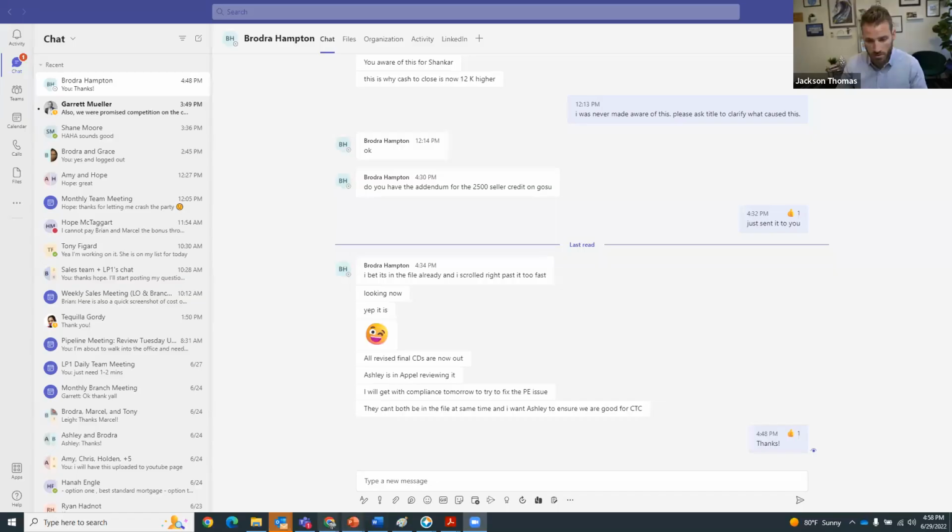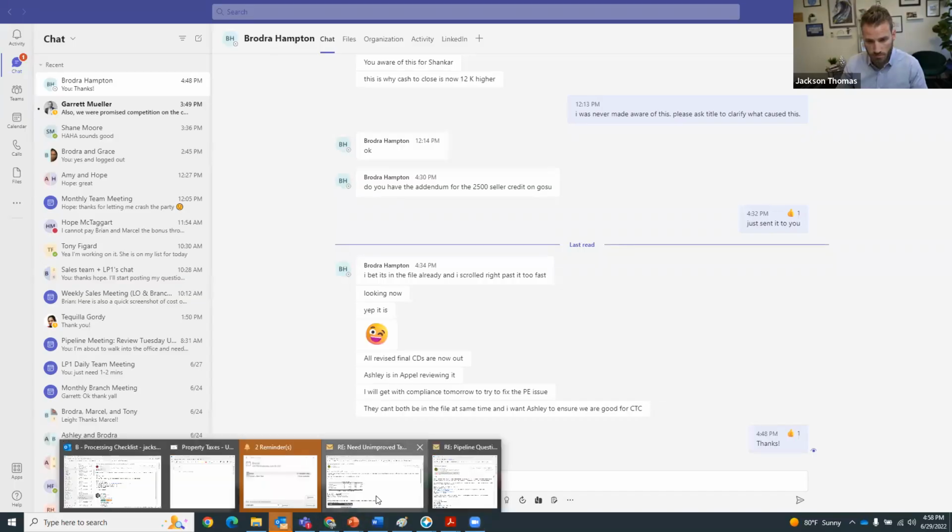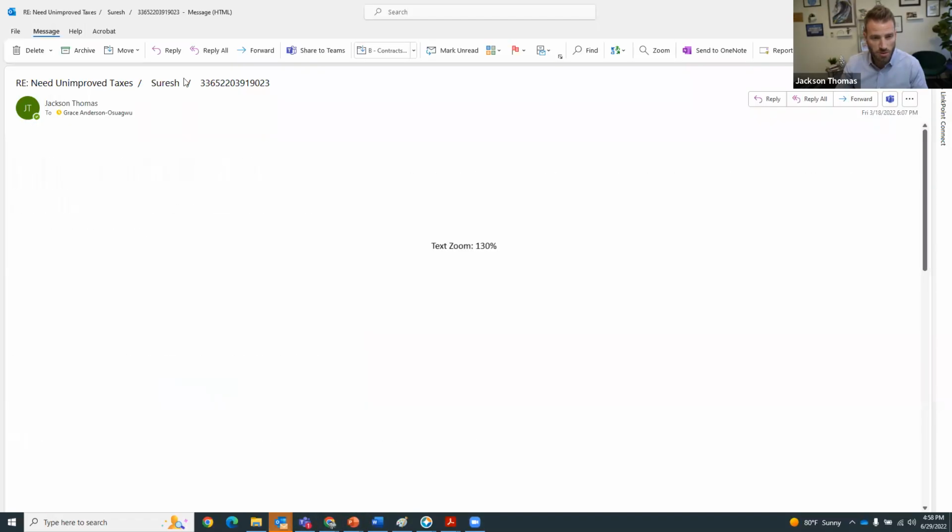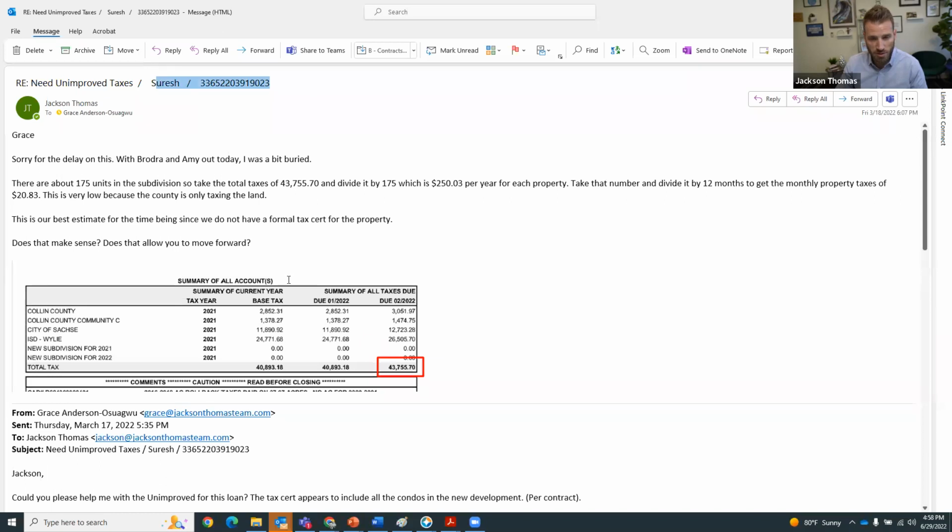Okay. But let's say you don't get that lucky. And let's say that you have a situation where it's just the entire complex. So what I would do in that scenario is here's an example. On the Suresh loan, if you ever want to go and look at that one, the tax certificate or the tax record showed 43,000.